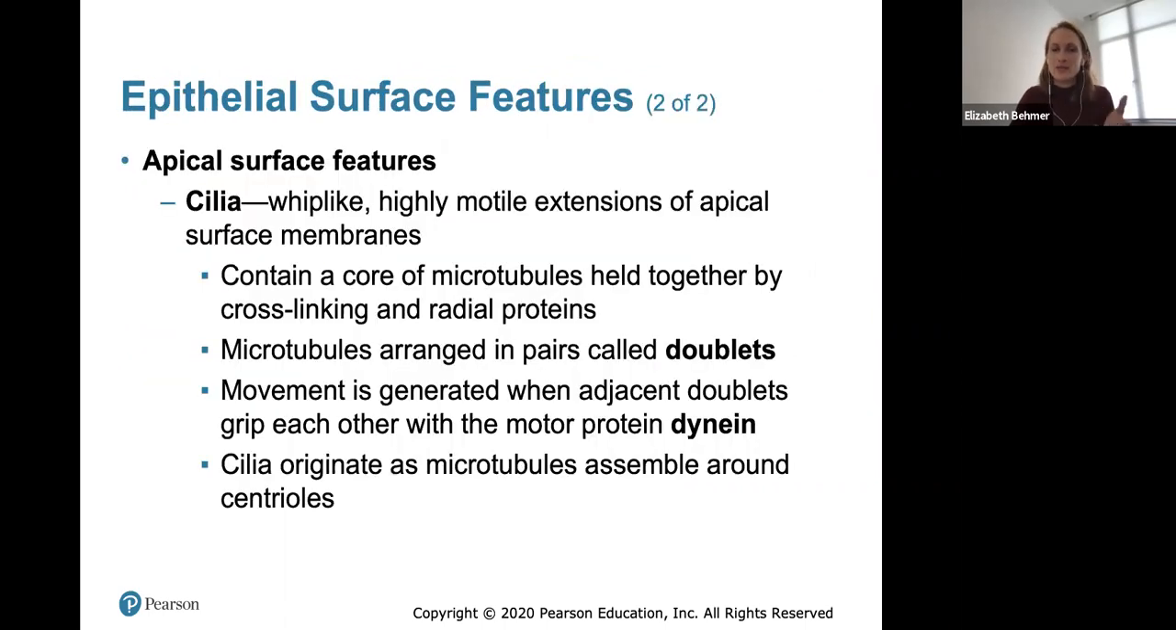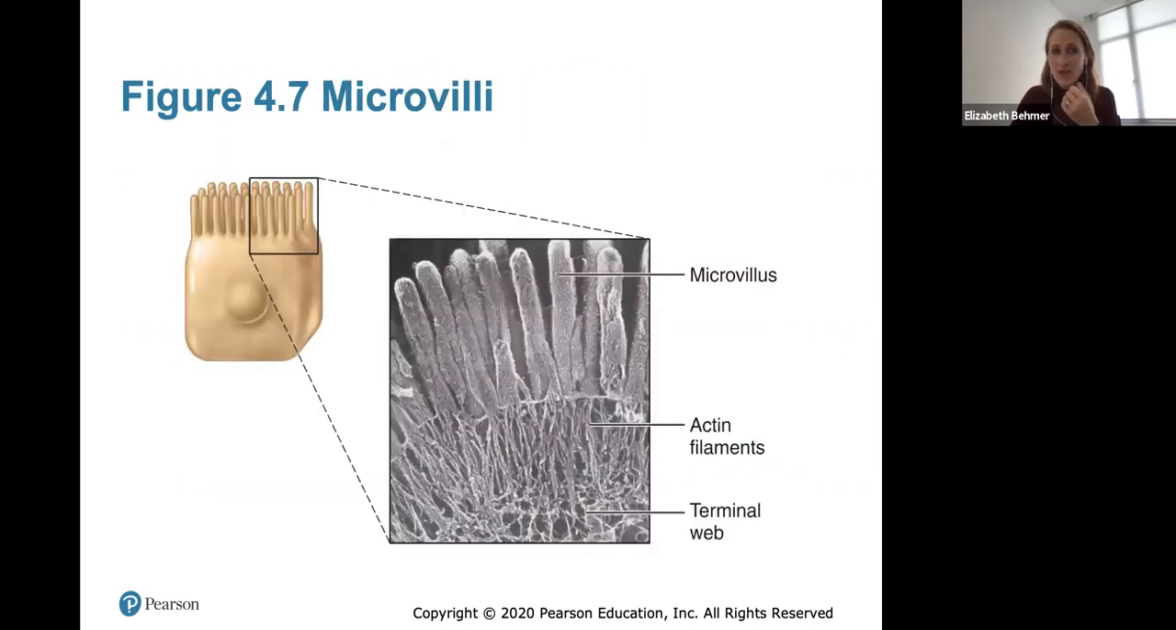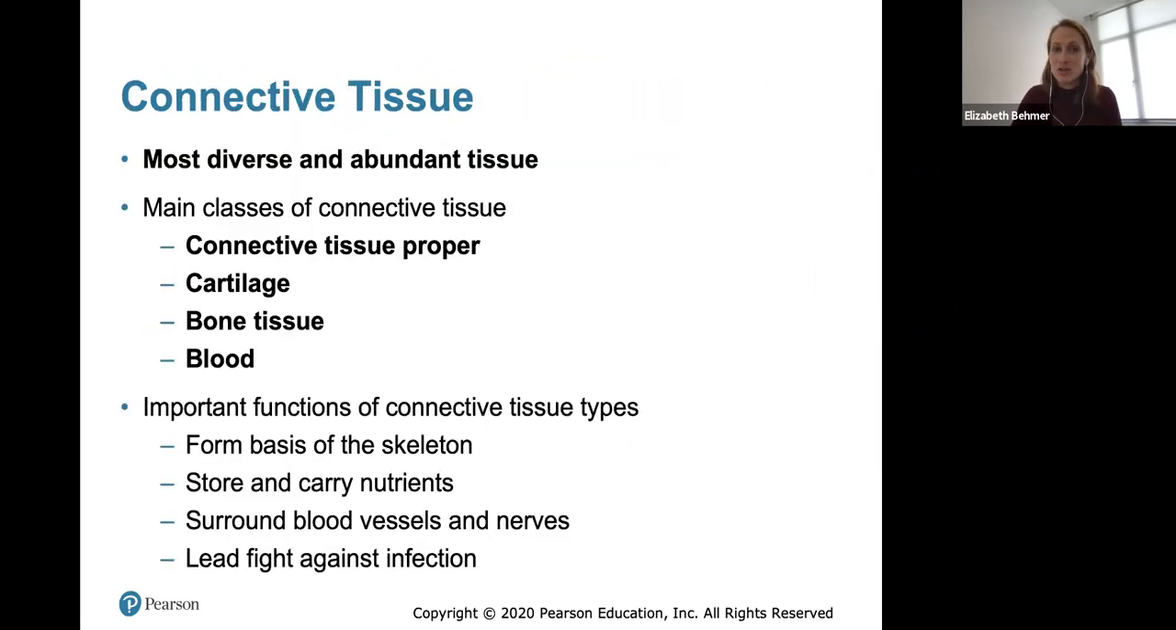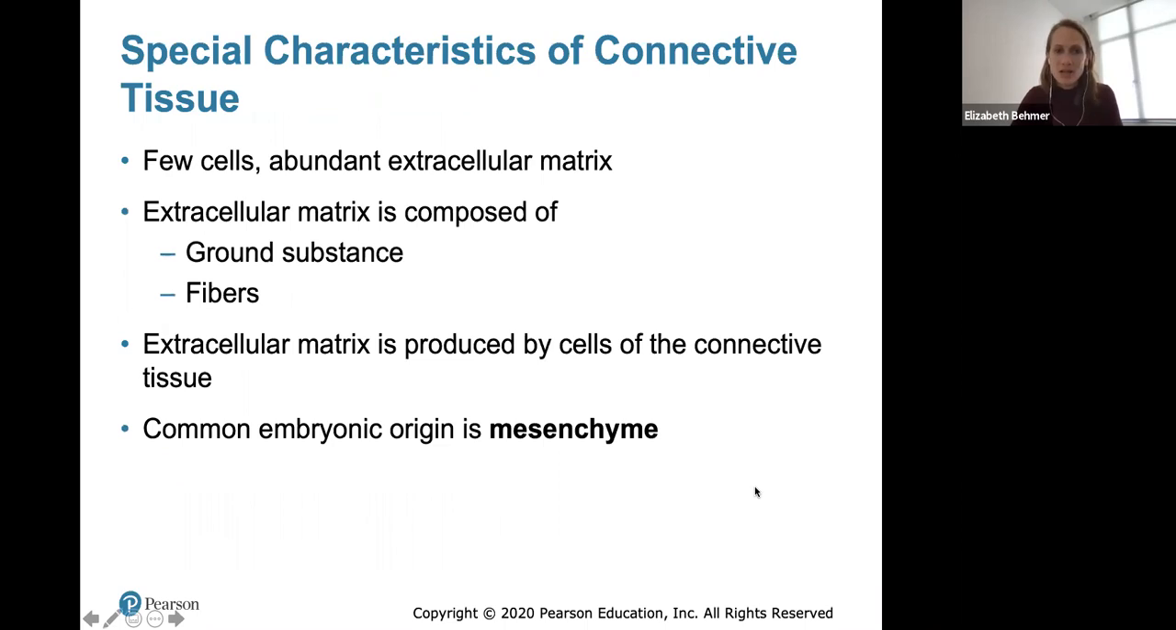And this takes us through some epithelial surface features. We have microvilli, which help for absorption, cilia, which help to move things across, and connective tissue. So this type of tissue in the body, it's the most diverse and abundant. The main classes of connective tissue are connective tissue proper, cartilage, bone, and blood. And the important functions of connective tissue are to form the skeleton, store and carry nutrients, surround blood vessels and nerves, and lead the fight against infection.